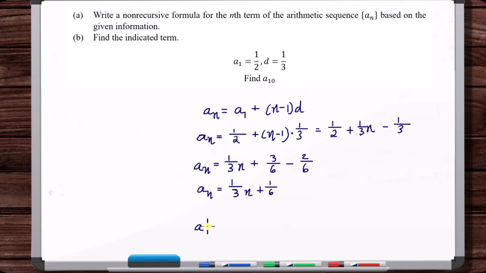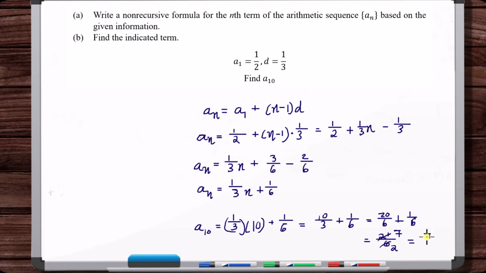Now let's find a sub 10. So 1/3 times 10 plus 1/6. 10 thirds, so multiply 10 thirds times 2 over 2, you get 20/6 plus 1/6, 21/6, which you can divide the top by 3, divide the bottom by 3, 7/2.